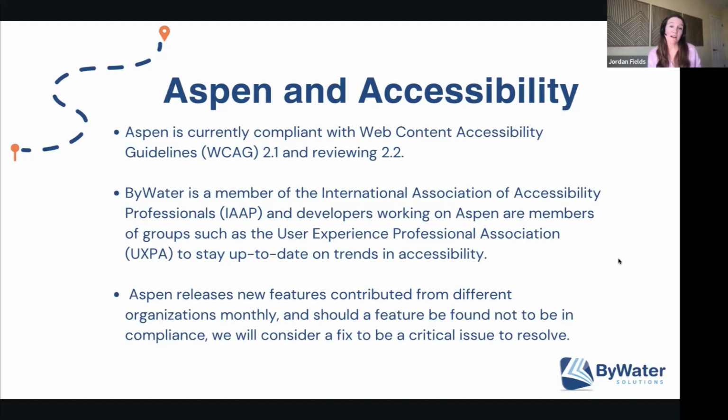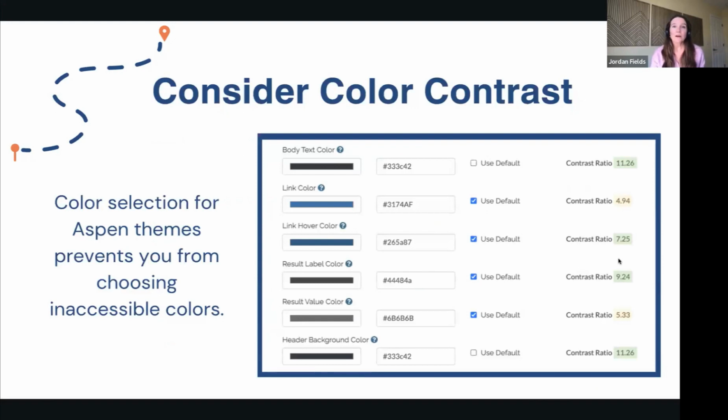So if we find something that is not compliant, we consider that to be a critical fix to resolve. Nobody's perfect. We recognize that, and we're all doing our best to keep making Aspen better and better all the time. So I want to go into a couple of specific features that Aspen has for accessibility.